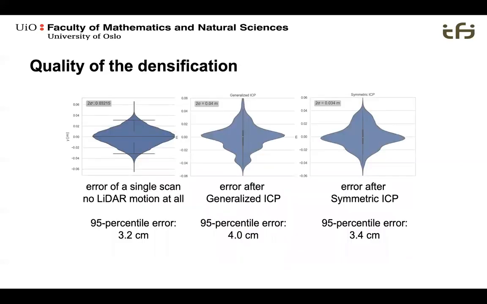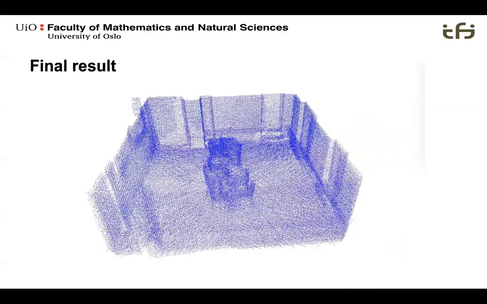How good is that densification? Well, on the left side, you see the error of a single scan where the LIDAR has not had any motion at all. It was just pointing at a wall. The 95th percentile of the error was 3.2 centimeters, which is pretty much up to spec of the VLP60. On the right side, you see the error with generalized ICP and symmetric ICP, and you see 4 centimeters at the 95th percentile, and 3.4 for symmetric. We are very, very close to having a perfect match, as if all of this had been recorded by a single LIDAR.